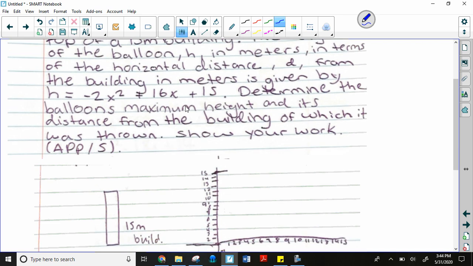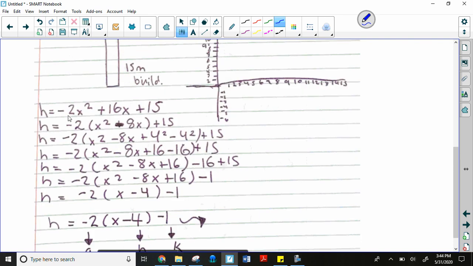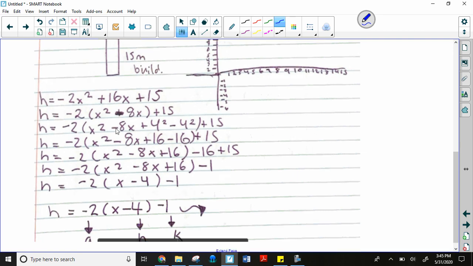Determine the balloon's max height. We need a maximum. We need to put this in vertex form. We need to complete the square. Okay, you knew that. You said, okay, -2, +16. Factor out a -2. So that -2 is going to come here. We've got a sign change here. You almost got caught on that, but then you didn't.